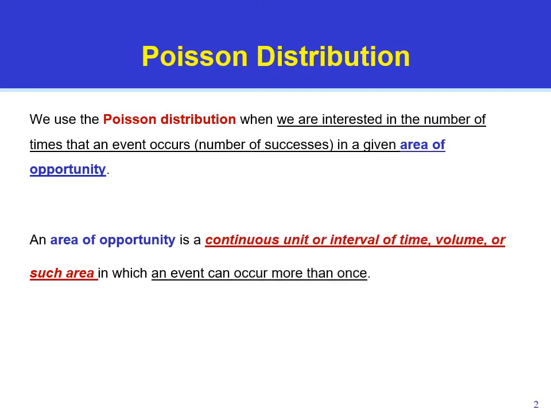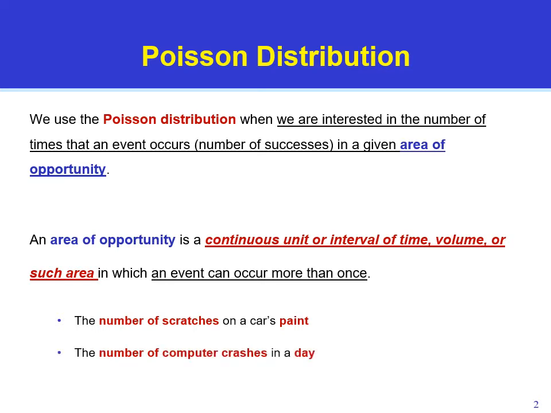Let's see what an area of opportunity is. An area of opportunity is a continuous unit or interval of time, volume, or such area in which an event can occur more than once. For example, the number of scratches on a car's paint. So we define the number of scratches, in air quotes, as success here, for example, if you are an inspector. The area of opportunity here is paint. It's a surface, right?